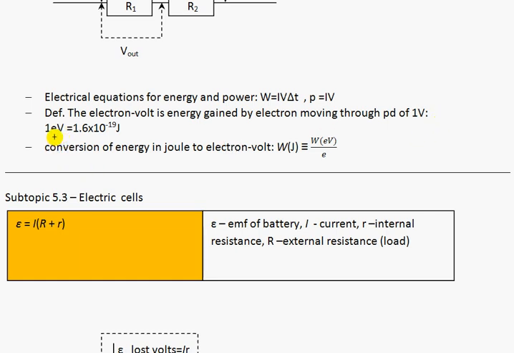So charge of electron is 1.6 times 10 to the minus 19. This is why we convert electron volt into joule. Conversion of energy in joules to electron volt can be shown this way. So if you divide by charge of electron, you get energy in joule.